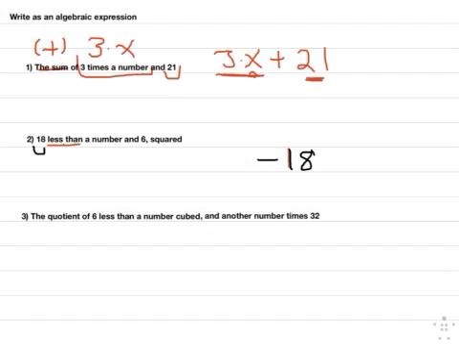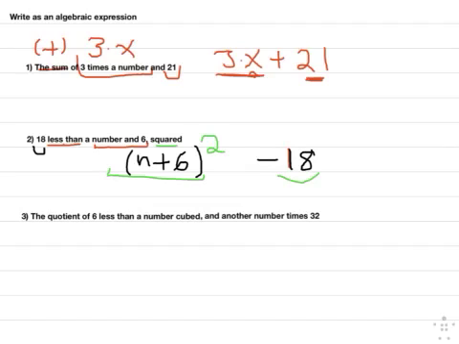Well, it says less than a number and 6. What's a number and 6 mean? Let's call the number n. A number and 6 is a sum also, n and 6. And then this whole thing, this number and 6, is squared. Let's do green for squared. A number and 6 squared, and minus 18, or 18 less than this whole group.